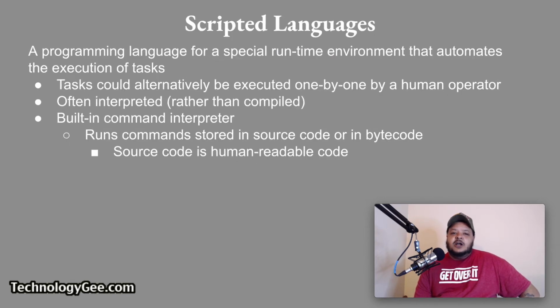All right, so let's talk about scripted languages. So a scripting language is a programming language for a special runtime environment that automates the execution of tasks. The task can alternatively be executed one by one by a human operator. Scripting languages are often interpreted rather than compiled. Scripting languages have a built-in command interpreter. A command interpreter runs the command stored in source code or in bytecode. Source code is human readable code.